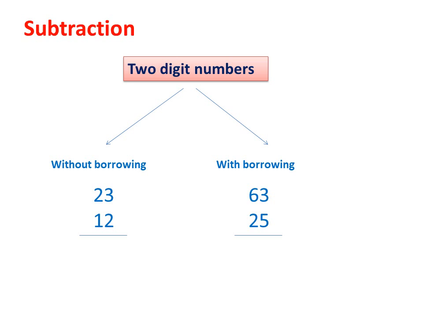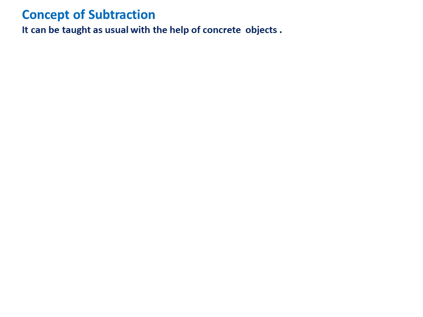One is 23 minus 12 without borrowing, and another one is with borrowing. Now let us see how we can do it. Concept of subtraction, of course, I don't think I have to discuss this issue with you. For example, with the help of concrete objects like beads, buttons, definitely we can develop this concept. And normally this is developed in school, but still you can also try.